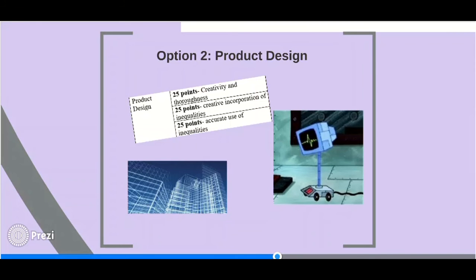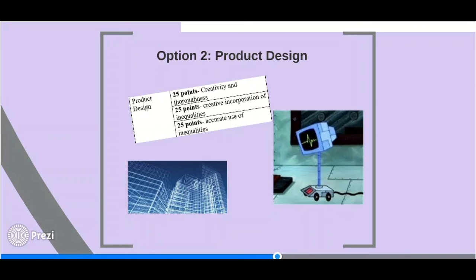Okay, the next option for the entree is the product design. The students are given a broad statement that they need to use graphic design and design a product that functions on inequalities. And they can take that in several ways.